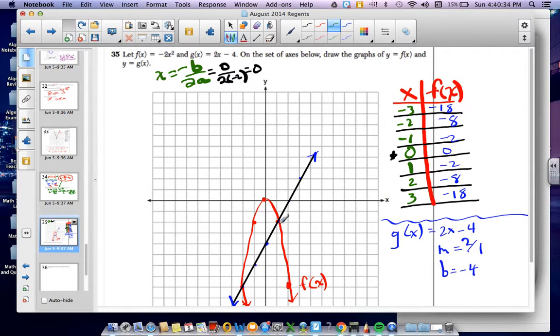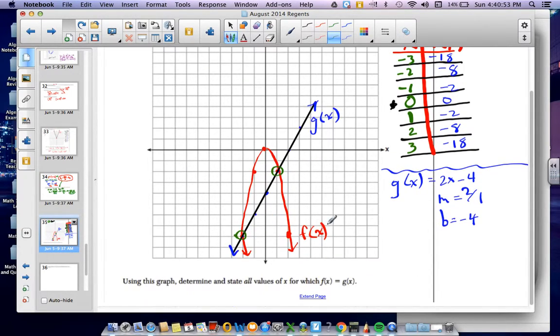Okay, so now we're looking for the intersection. Let me just label this g of x. And now we want to identify where they intersect. So they intersect, we can see nicely right here and also right here. They intersect at 1, negative 2. Let's just scroll down. They intersect at 1, negative 2 and negative 2, negative 8.